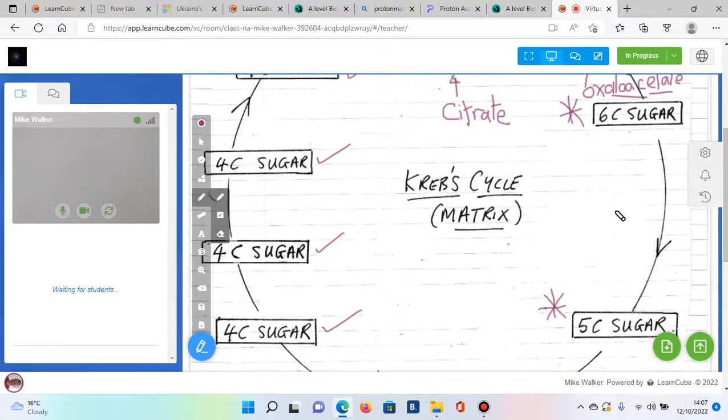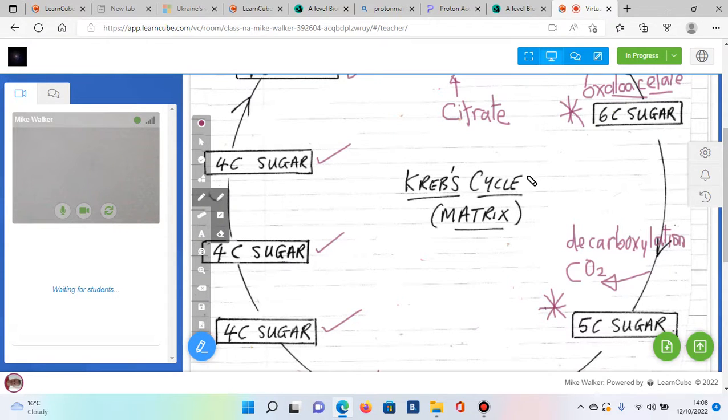It's been turned to a 5-carbon sugar. Well, there's only one way that can happen, and that's if carbon dioxide breaks away. That will remove a carbon atom from that 6-carbon sugar, and that's called a decarboxylation reaction.